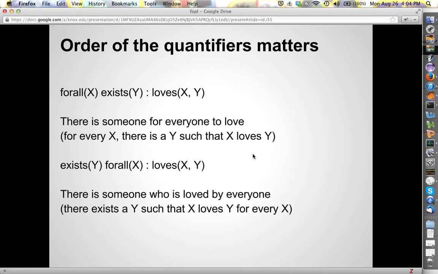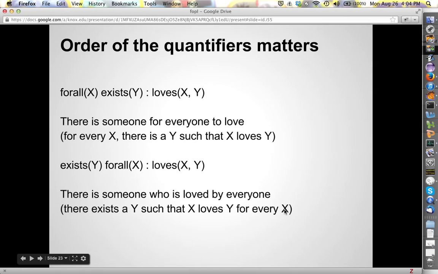Now notice that there exists a y such that for all x, loves(x, y). These look very similar. It's just that we've changed the order of the quantifiers. But this changes the meaning. This means there exists a y such that x loves y for every possible x.